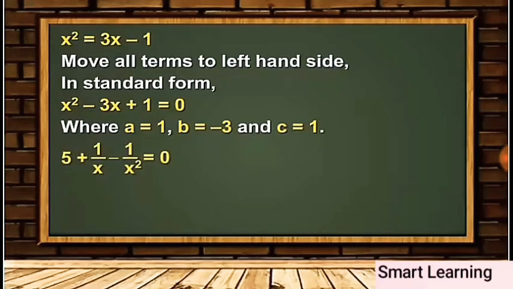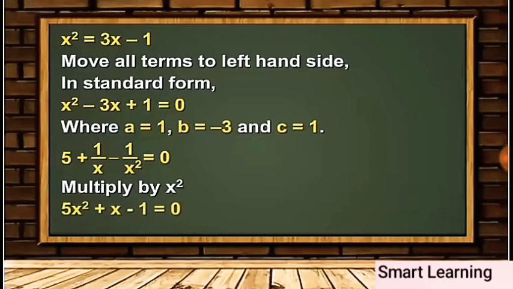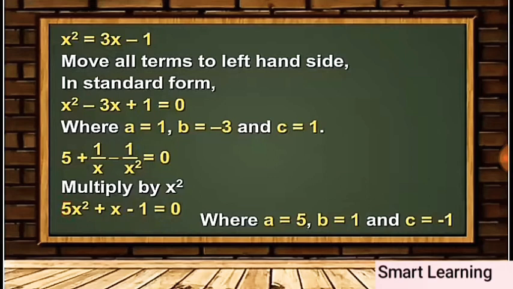Next quadratic equation in disguise is 5 plus 1 upon x minus 1 upon x square is equal to 0. Multiply by x square on both sides. And here we have the standard form: 5x square plus x minus 1 is equal to 0, where a is equal to 5, b is equal to 1 and c is equal to minus 1.